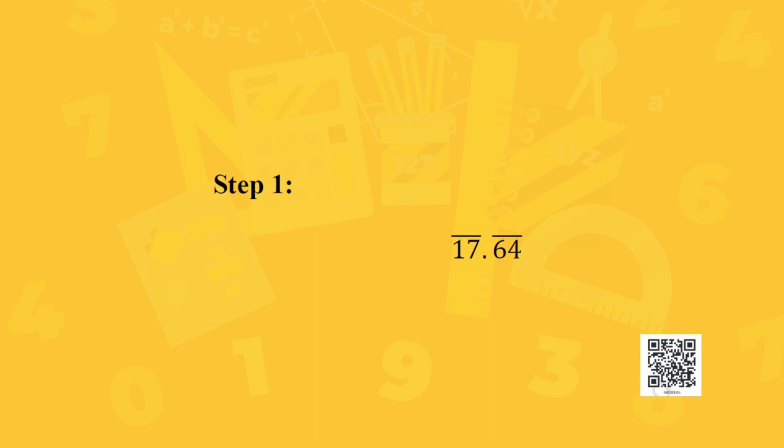17.64. So as step 1, to find the square root of a decimal number, we put bars on the integral part. So in this case, the integral part is 17, and place bars on the decimal part. So in our case, the decimal part is 64. So thereby proceed as usual. So we get a bar on 17 point, a bar on 64.